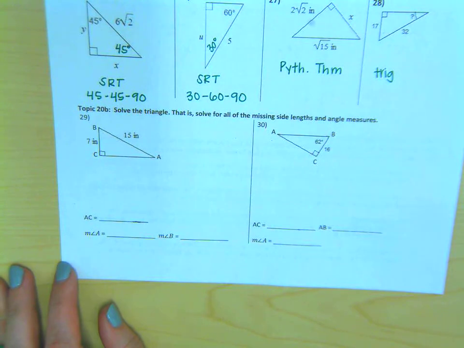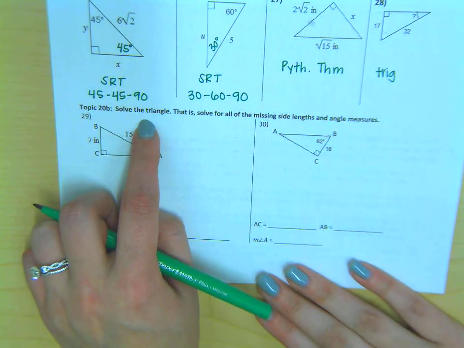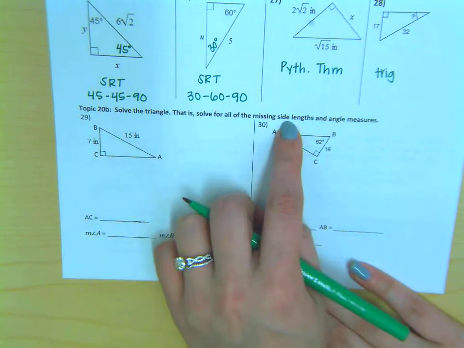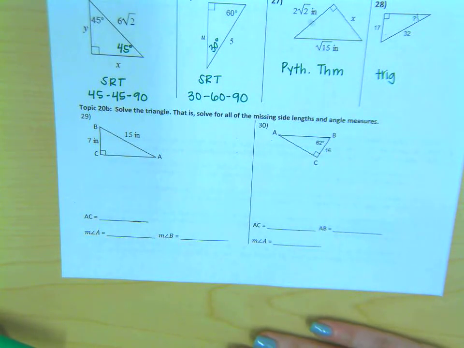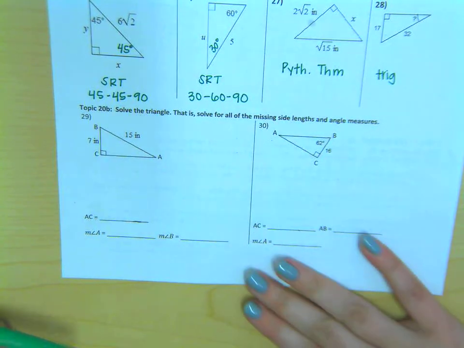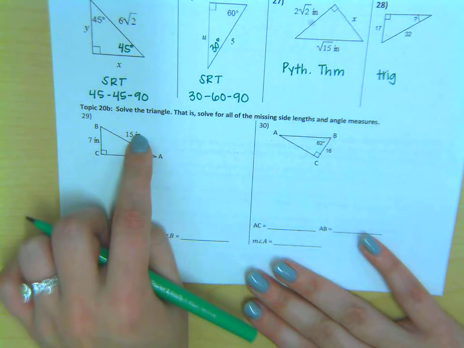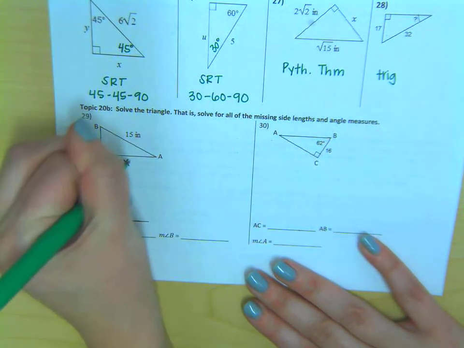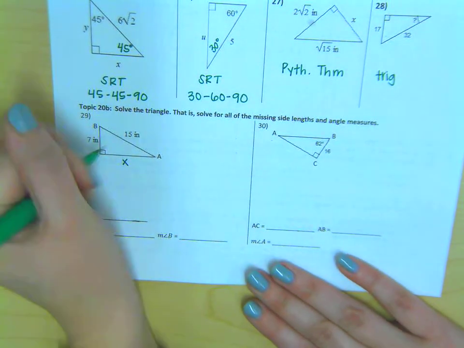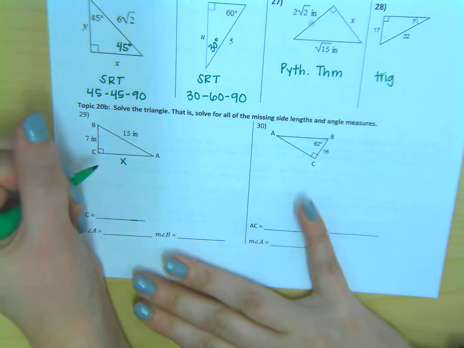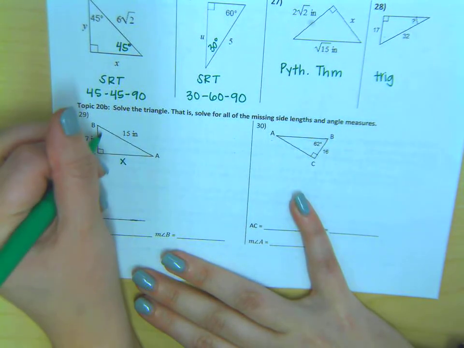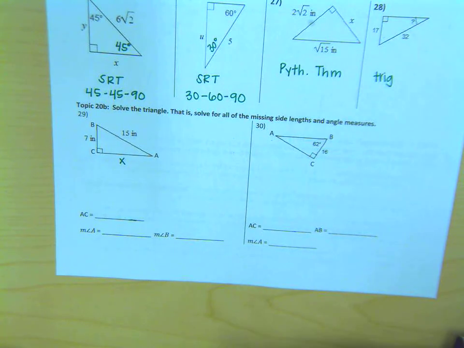Looking at this one, we're going to solve the triangle. So we're solving for all the missing side lengths and all of the angle measures. The first thing that looks like the easiest is solving for A. I'm just going to make that x. We are given two sides, so I think the best way to do this one is using the Pythagorean Theorem. Since we have no angle measures, that is going to be the only way to do this one.